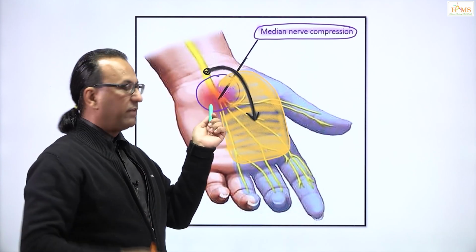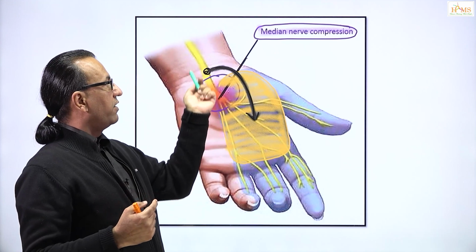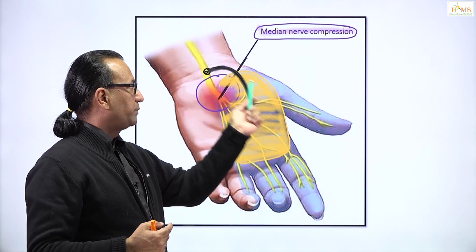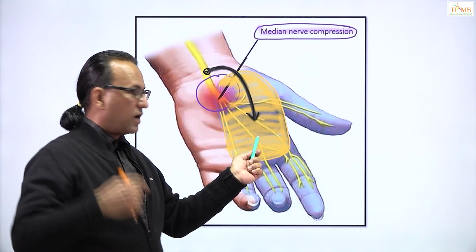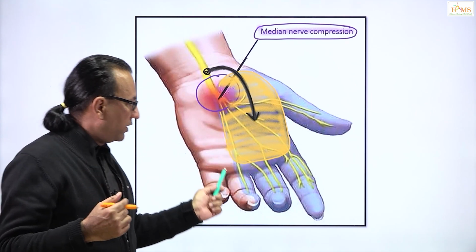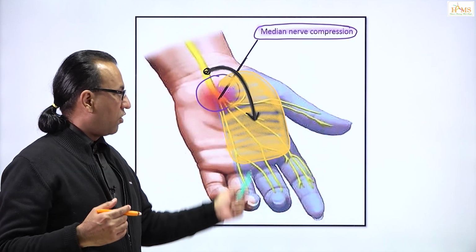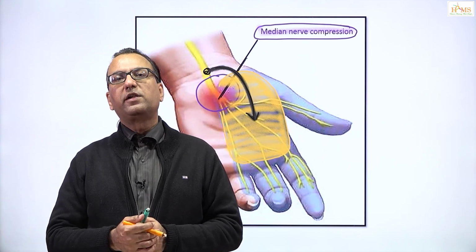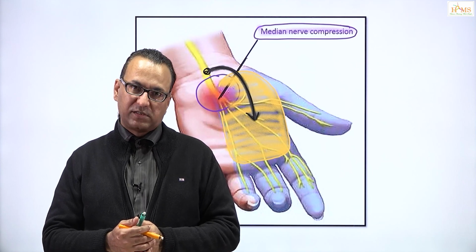So the compression level is distal. The branch is already given off proximally. It will be working. No sensory disturbance in the lateral aspect of the skin of the palm. The sensory disturbance, tingling sensation and all that is restricted only to the 3.5 fingers, not the palm. Now you will be doing certain tests in a case of carpal tunnel syndrome, like the Phalen test and the Tinel test.